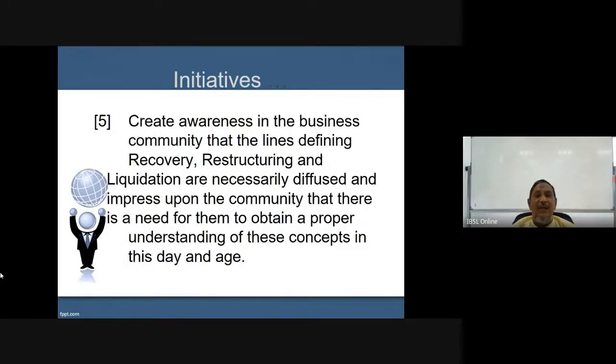Create awareness in the business community that the lines defining recovery, restructuring, and liquidation are necessarily diffused, and impress upon the community that there is a need for them to obtain a proper understanding of these concepts in this day and age. What is recovery? What is restructuring? What is liquidation? The business community has to understand the difference between these three areas, and they have to be educated about recovery, restructuring, and liquidation.